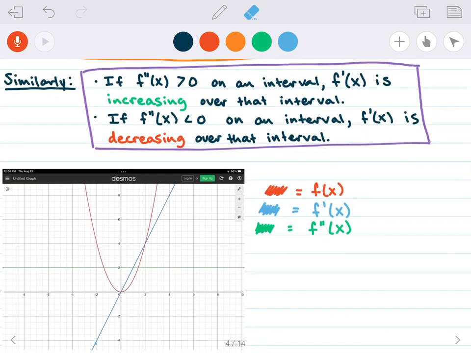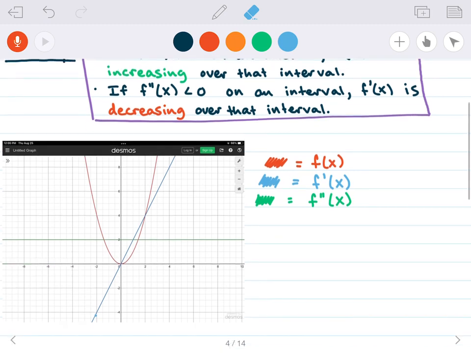And we can see that here with our 3 functions. And we talked about that on the last slide a little bit. But let's see, where is our second derivative negative? It's not negative anywhere. And so that tells us that my first derivative is never decreasing, right? My first derivative is this guy, and it's always increasing, right? As x gets bigger, y gets bigger. That's what increasing means.